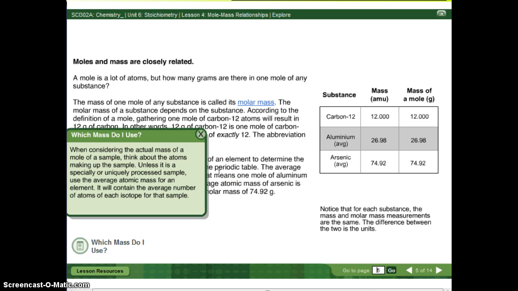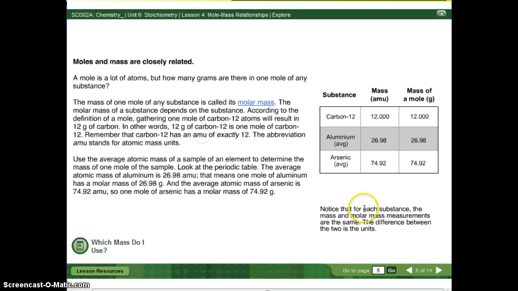Which mass do I use? Now remember, this talks about that it contains the average number. Usually you round to about hundredths, and that will be good enough.